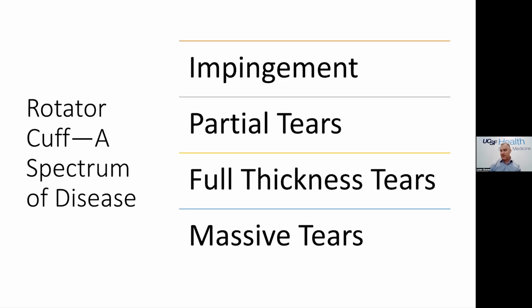When I think about rotator cuff disease, I think about it as really a spectrum of disease. It starts with impingement or inflammation above the rotator cuff. You can progress to partial tears. You can have full thickness tears, and as those progress, they really can become what we call massive tears, or tears that aren't really repairable.